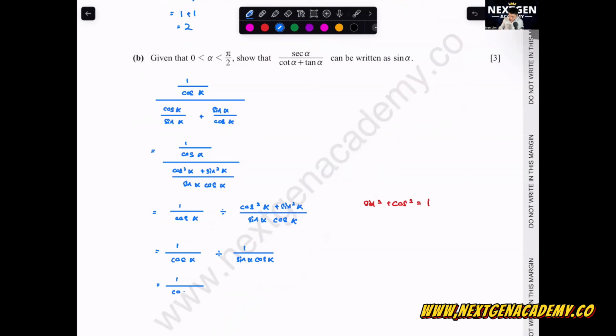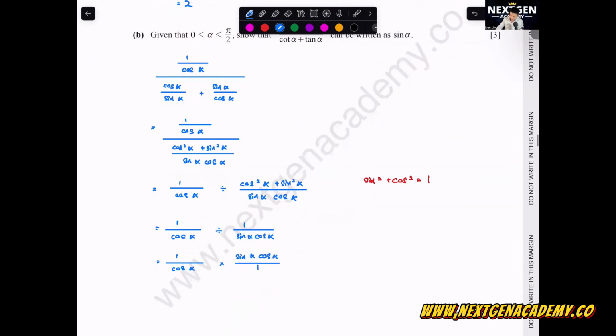When we divide a fraction, we multiply by the inverse. So sine alpha cos alpha over 1. Cos and cos cancel, and we get sine alpha. Okay, 4b, you can do this, can you try question 4?